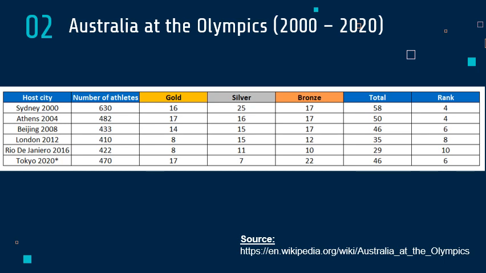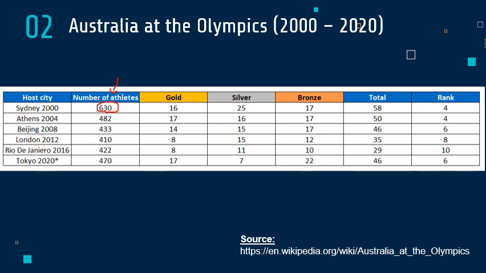So here we can see the number of athletes that we sent to each of the games. Now you can see in Sydney 2000, we had 630 athletes, which is the highest number of athletes we've sent to games in that period. But obviously that makes sense because we don't have to pay for travel costs, and it's in Australia, so of course the number of athletes is going to be higher.